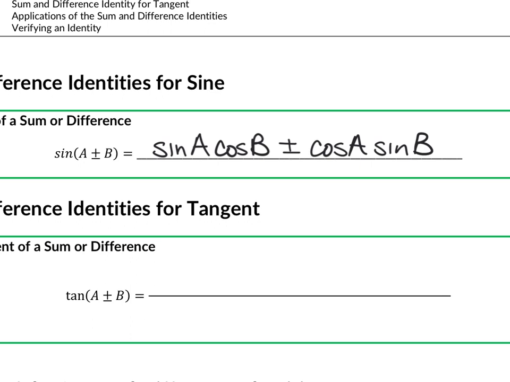But I do mix and match the sine and cosine on both sides. The cosine version of this was cosine times cosine. In the sine version of it, it's sine times cosine both times, switching the angle.